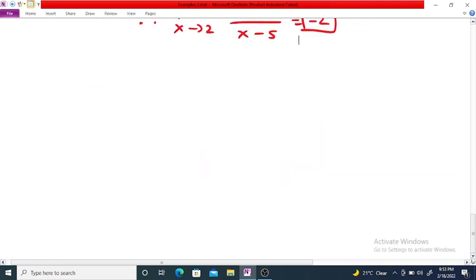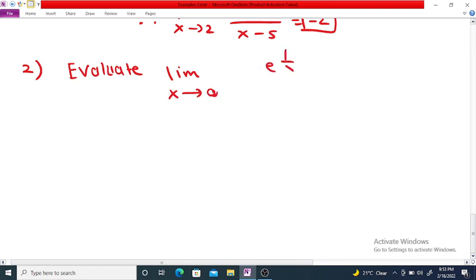Now next, example number 2. Evaluate the limit as x tends to 0 of e raised to 1 by x divided by 1 plus e raised to 1 by x.